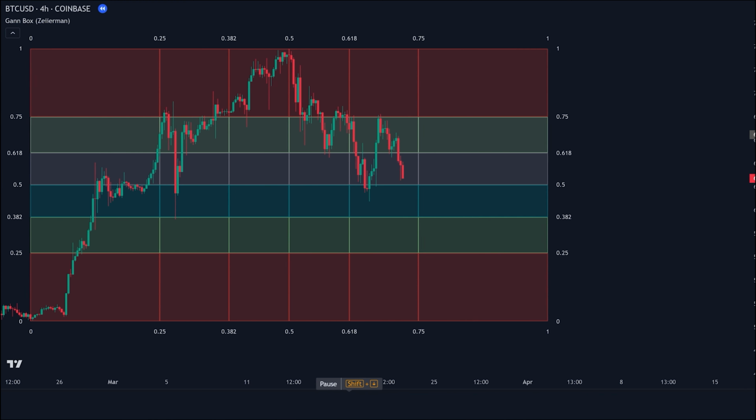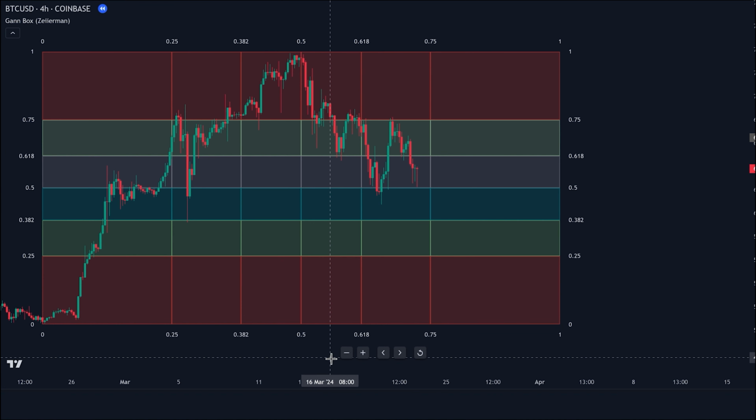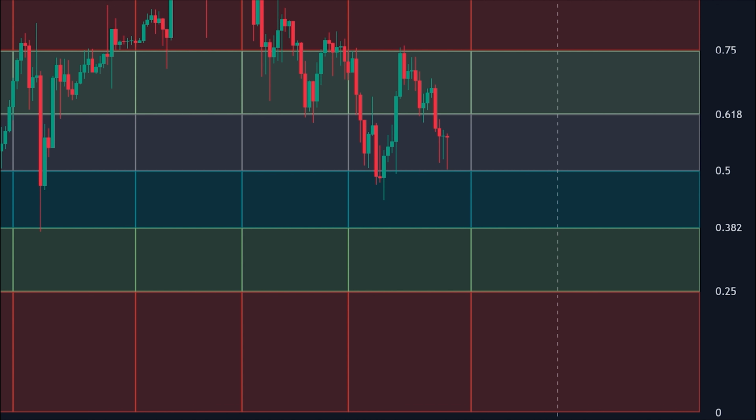Since all the components we currently have enabled are signaling a valid buy entry, and we can see that the 0.5 level is acting as support, let's enter into the position. For the best buy position, enter the trade once the price bounces off the 0.5 level.